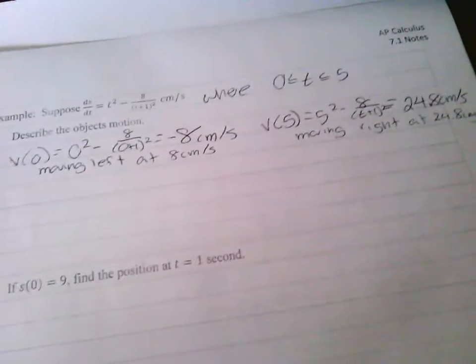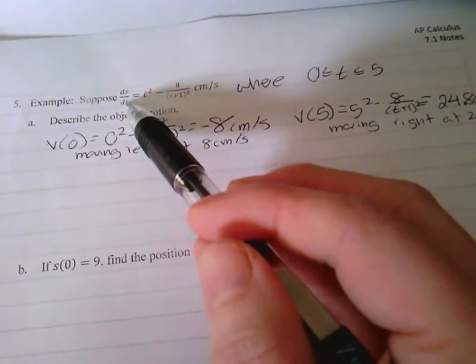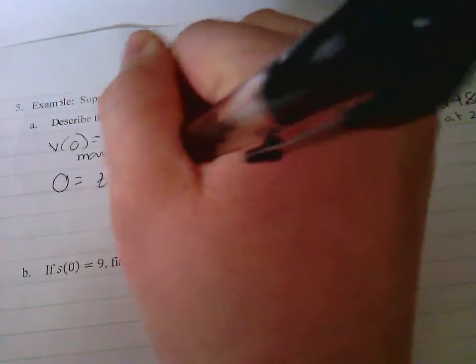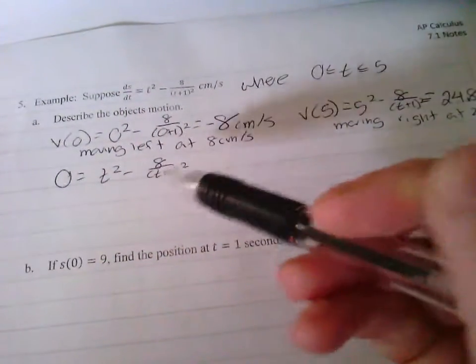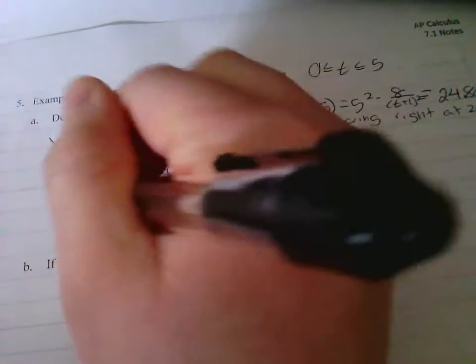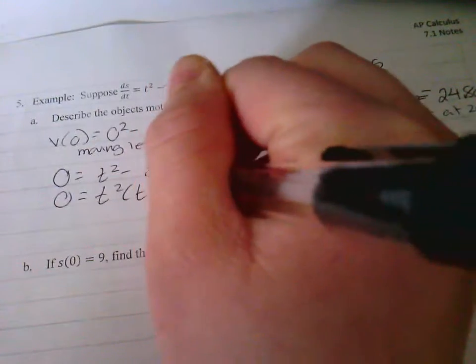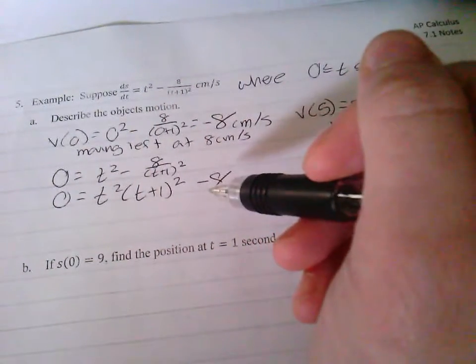Okay, so now let's see when the object is at rest, and we find that by setting this equal to 0. So you have 0 equals t squared minus 8 over (t plus 1) squared. You can get rid of fractions by multiplying by (t plus 1) squared everywhere, and you'll get 0 equals t squared times (t plus 1) squared minus 8. Okay, you're going to solve for t.